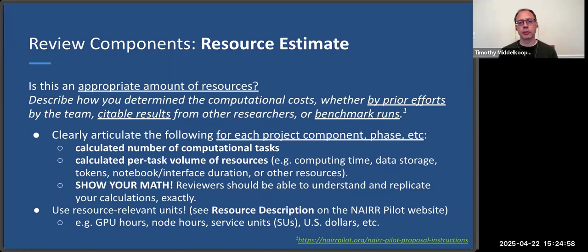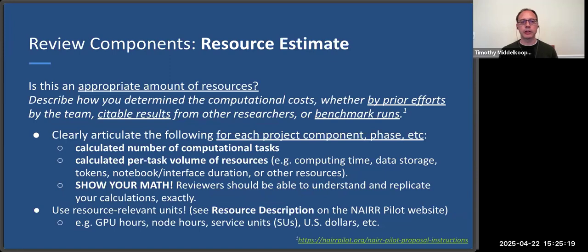Resource estimate. Is this an appropriate amount of resources? You need to clearly articulate the amount of resources that you need based upon prior requirements and scaling information, perhaps from similar work. Include specific benchmark tests and/or citable data from others. Failing to do so is the most common reason for rejection or a significant reduction in allocated resources.